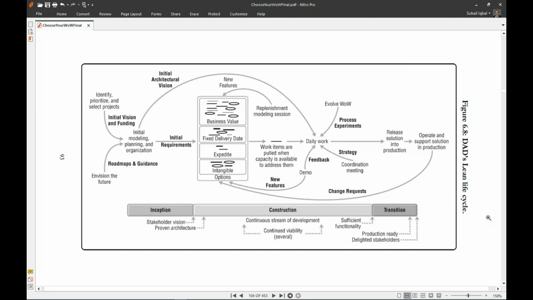So the new features are built in, demo is conducted, new WoW coordination meetings are happening, release solutions into production, and this all is happening in inception, construction, and transition phases. So the inception, construction, and transition phases are there, but the way of working has changed. Now in this case, it is DAD's lean life cycle.